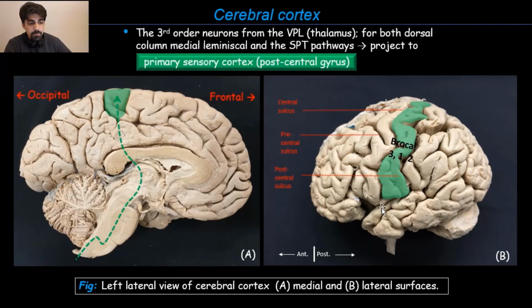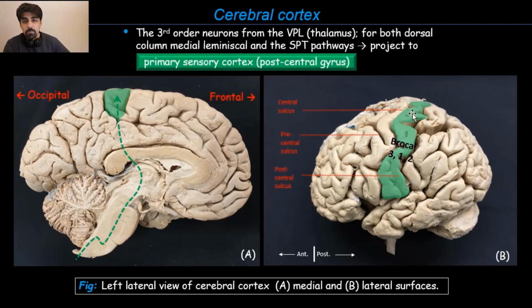This is the lateral view, or the superolateral view, of the left cerebral hemisphere, and here you can see the medial view of the left cerebral hemisphere. You can see three prominent sulci over here. This one in the center is the central sulcus. In front of it is the precentral sulcus, and behind it is the postcentral sulcus. This region between the central sulcus and the postcentral sulcus is known as the postcentral gyrus.